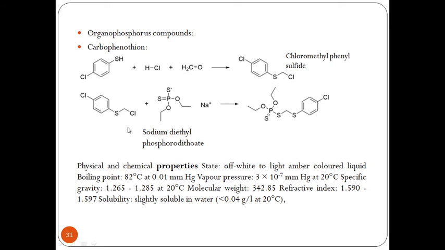In turn, it will be attacked on the Cl to give me chloromethyl phenyl sulfide. This intermediate, which is chloromethyl phenyl sulfide, reacts with sodium diethyl phosphorodithioate. Now, this is a salt. This would attack onto this Cl, that is Cl is kicked out as NaCl, and the sodium diethyl phosphorodithioate gets introduced in the compound, giving me carbophenothion.